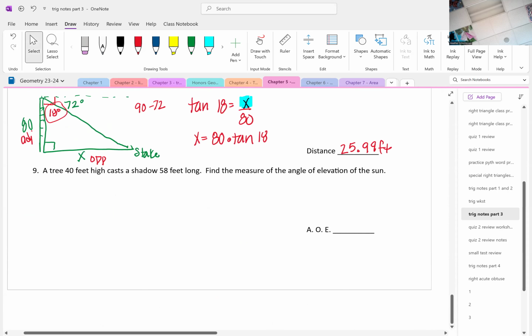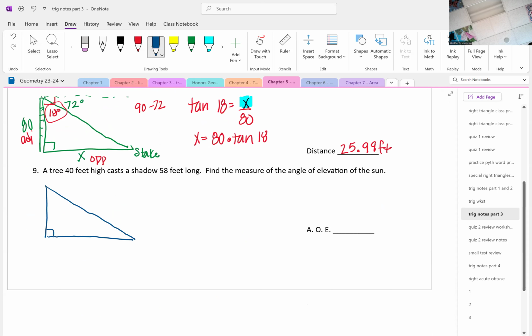Okay, last one. A tree. We've done a tree before, so we can do this again. So here's my tree. Typically, the tree is going to go straight up and down for the most part. A 40-foot high tree. So this is 40. Cast a shadow. Shadows of trees for these word problems are on the ground. It's 58 feet long. Find the measure of the angle of elevation. Doesn't matter what it's the angle of elevation of. It's always in the bottom right corner.